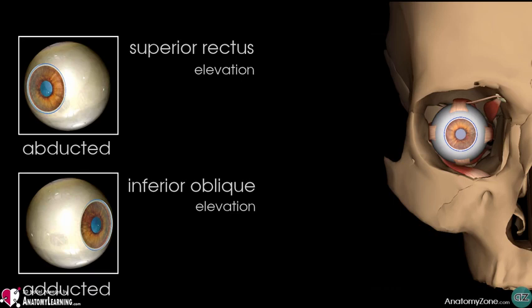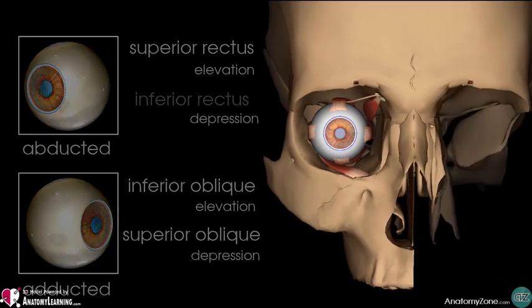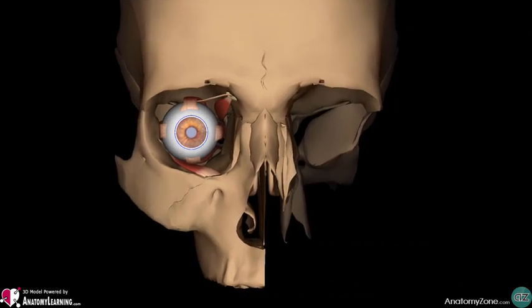That is, in the abducted position, the superior and inferior rectus muscles are responsible for elevation and depression, whereas in the adducted position, the superior and inferior oblique muscles are responsible for elevation and depression. Also, as you can see, there are several muscles which produce the same movement. The main abductor of the eyeball is the lateral rectus muscle, but this movement will also be assisted by the superior and inferior oblique muscles.